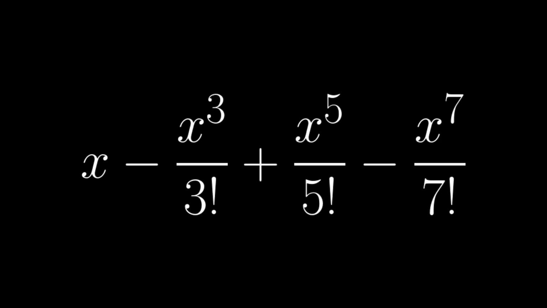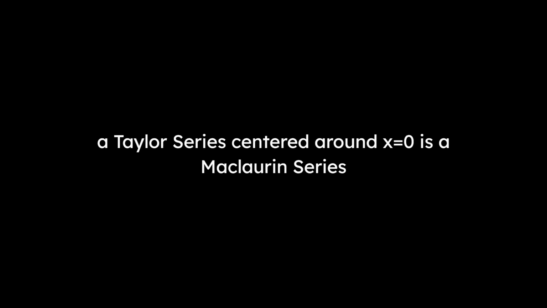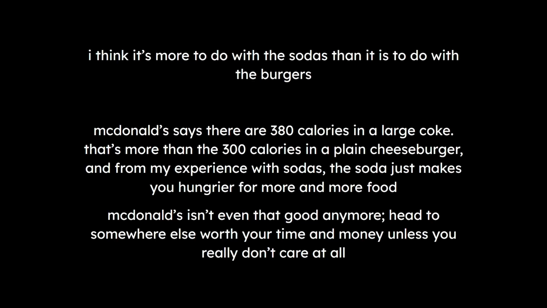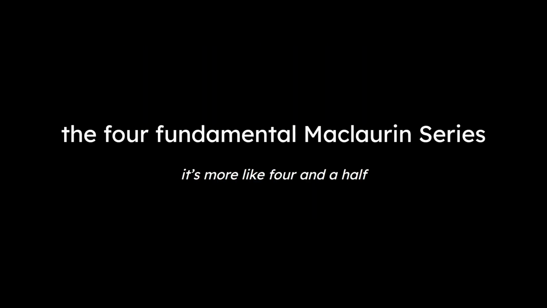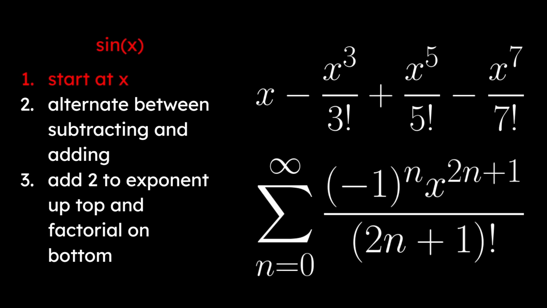A Taylor series centered around x equals 0 has a special name, Maclaurin series. Like how McDonald's food has 0 health benefits, a Maclaurin series is a Taylor series centered around x equals 0. We found the first 4 terms of the Maclaurin series of sine of x. There are 4 of these Maclaurin series that you should remember. We just found out how to find the Maclaurin series of sine of x.